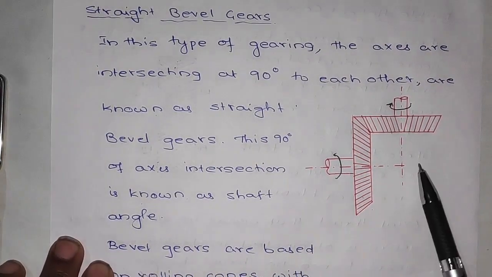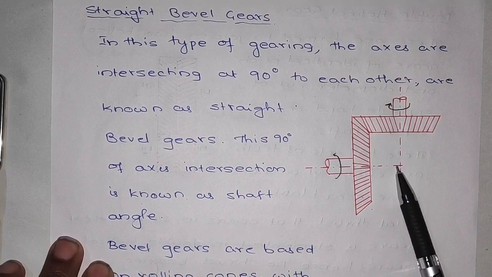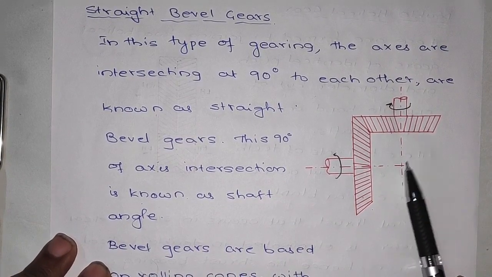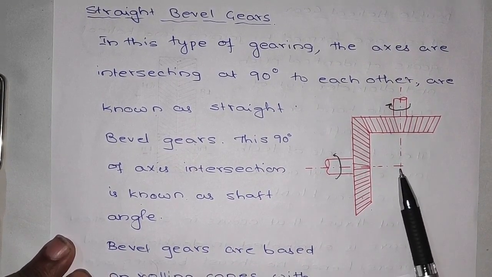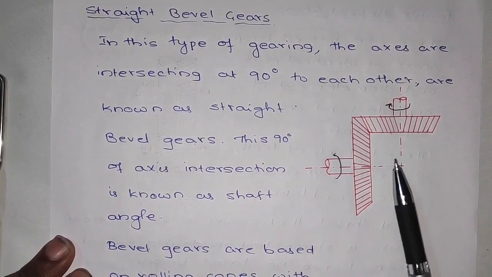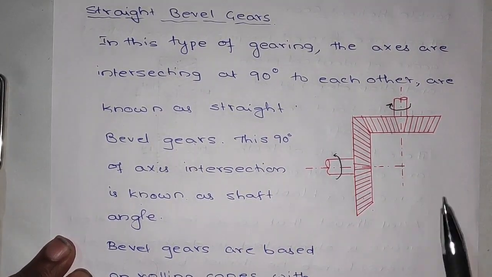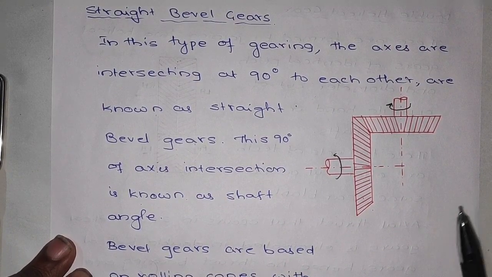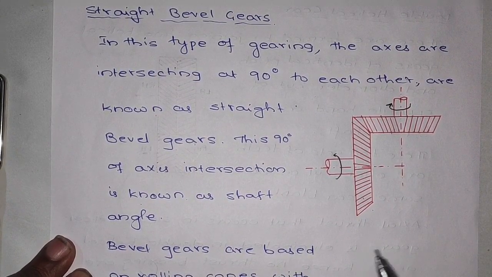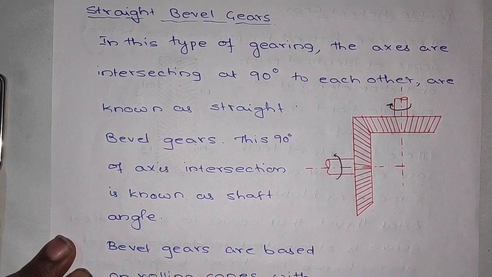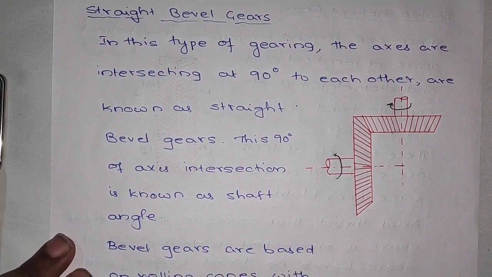This 90 degrees of axis intersection is known as the shaft angle. Bevel gears are based on rolling cones. Rolling cones are those cones in which one cone axis is horizontal and the other cone axis is vertical, and when they rotate, the motion is transferred from the horizontal axis to the vertical axis and from the vertical axis to the horizontal axis. When teeth are cut on these cones, they form the bevel gears. So they are based on rolling cones with a set of teeth on them.